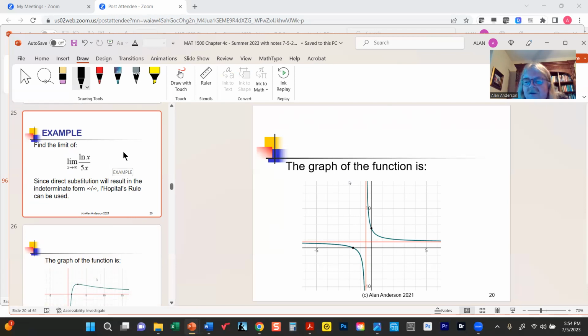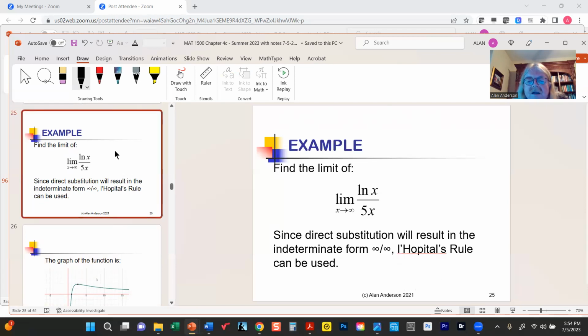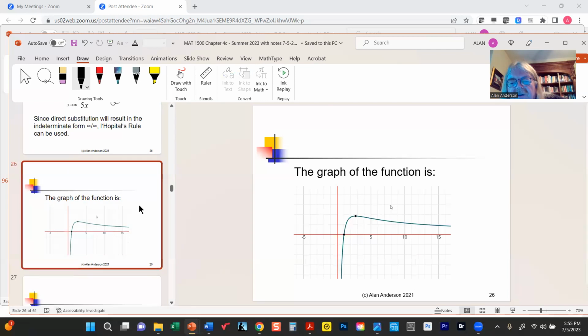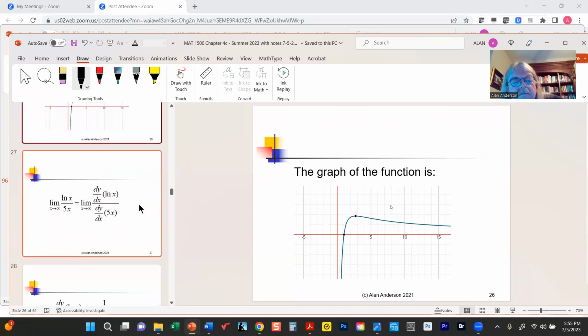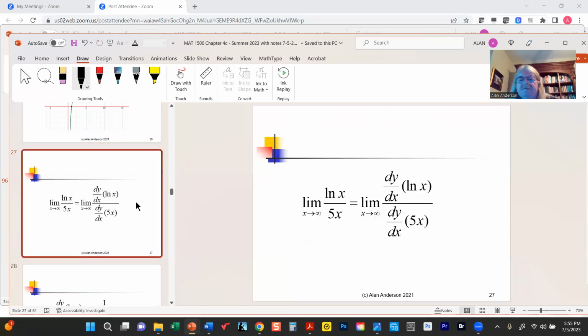All right, now here's a wacky one. Oh boy. And again, you can see if I try to replace those x's with infinities, I'll just end up with infinity over infinity. So we have to try L'Hopital's rule, and this is what the function actually looks like, by the way. So we'll do that right now. We'll take the limit, so we'll end up with 1 over x over 5. Actually, it's the limit of 1 over x over 5.